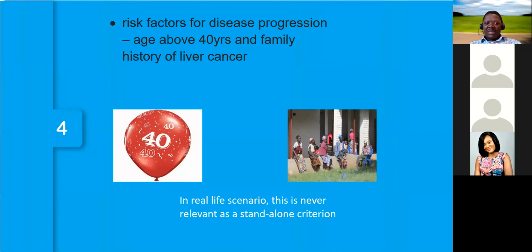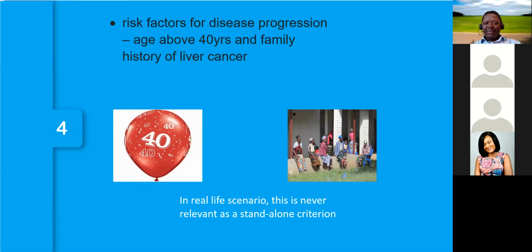The fourth factor is evidence of disease progression. Now, in most epidemiological studies, if you are 40 years of age and above, then there's a higher chance that you would benefit from treatment. Or if there's a family history of liver cancer.